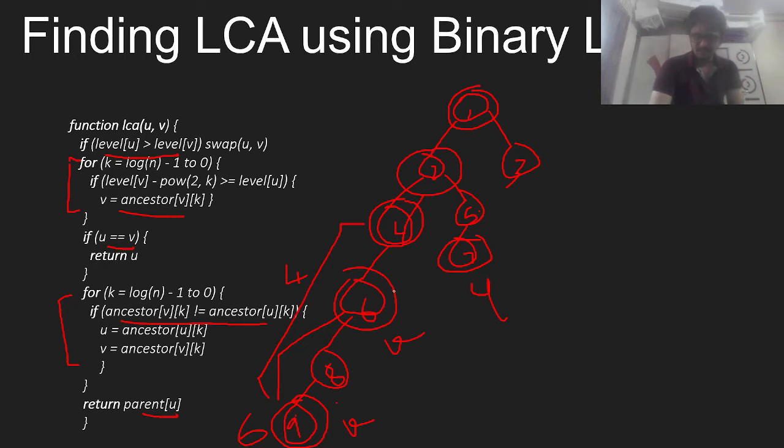Now we check the first level. We see that the first parent of 6 is 4, and the first parent of the 7th node is 5. So we see both are not equal, right? So we will move this to this and this to this. So now our u is 5 and v is 4, right? Okay, so now we can't do anything. So we finally have u equal to 4 and v equal to 5, and the parent of u would be 2, which is our answer.